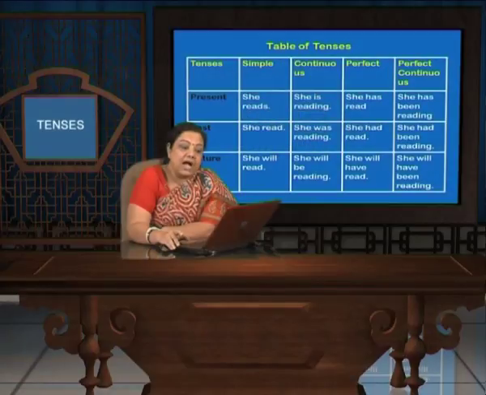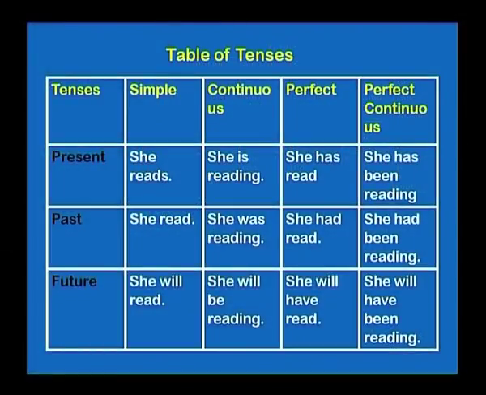Let's take a look. I've got a table of tenses for you, a very simple way to learn the tenses here. See, we have present, past and future. When you're talking in simple present tense, I say she reads. If I say in past tense, I say she read. In future, she will read.